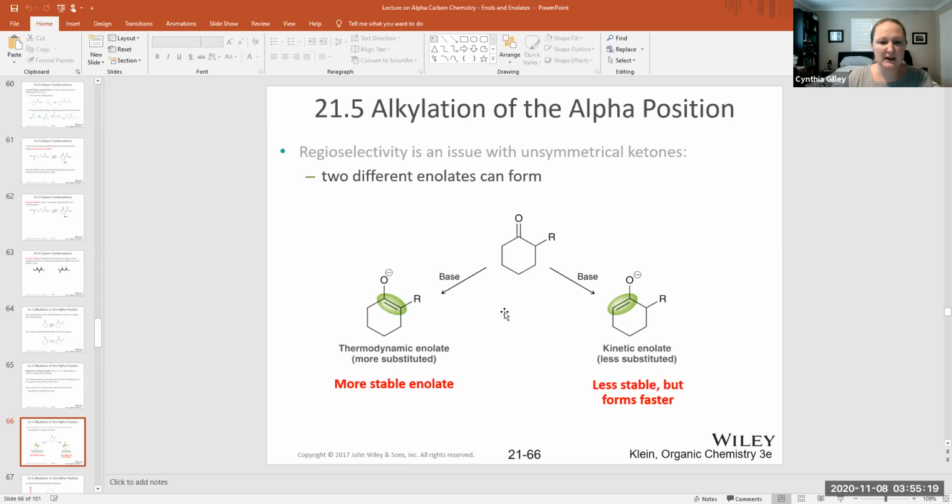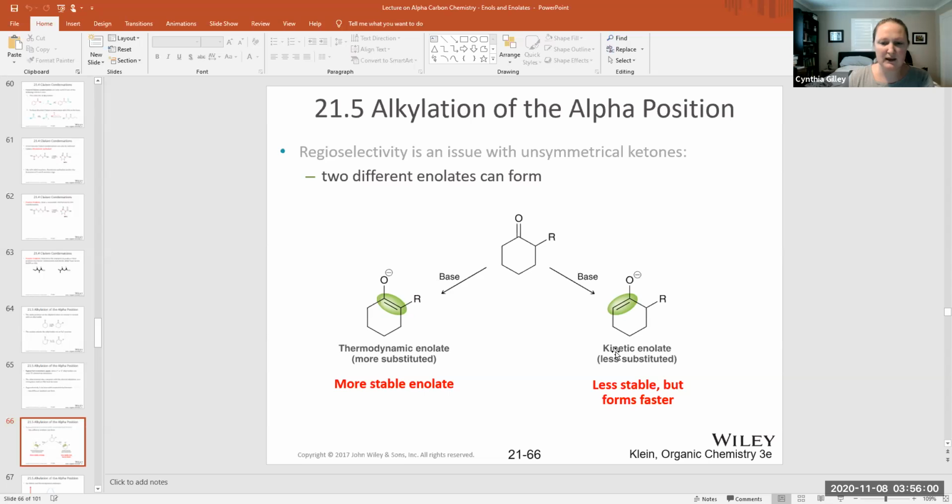Luckily, there are conditions that we can use to favor either enolate, depending on which one that we want. So the more substituted alkene is the more stable enolate, and so we're going to call that the thermodynamic enolate. And the kinetic enolate then is the enolate where deprotonation has occurred on one of the less sterically hindered hydrogens. Because they're less sterically hindered, there'll be less steric hindrance in the transition state, which will be lower energy, leading to this enolate compared to this. So this enolate is not as substituted, so it's not as stable. However, it does form faster.